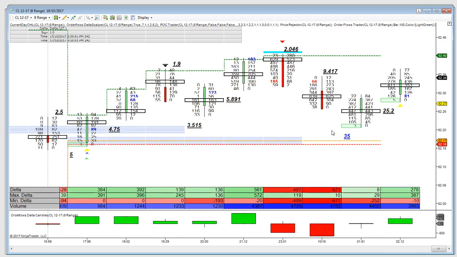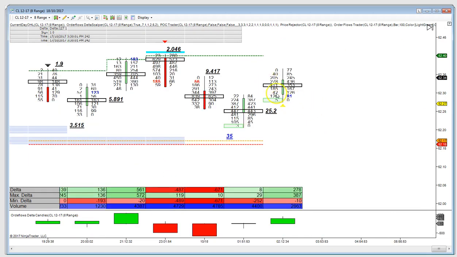Where are we trading right now in the evening session? It's 2 in the morning right now. It's trading 52.33.